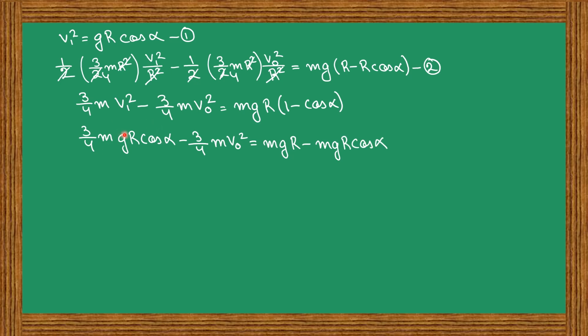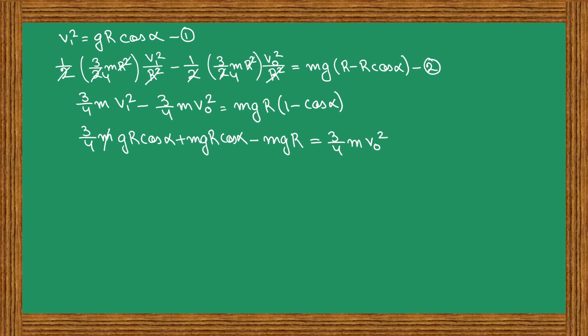Now let me take this entire term to the left hand side and this term to the right hand side. If I take this term to the right hand side, it will be plus 3 by 4 m v0 square. If I take this term to the left hand side, it will be plus mgr cos alpha. And if I take this term to the left hand side, it will become minus mgr. Okay, let me just write this neatly. 3 by 4 m v0 square.